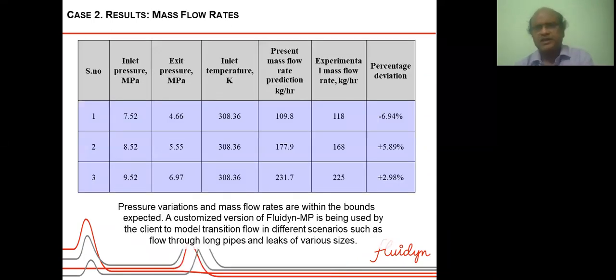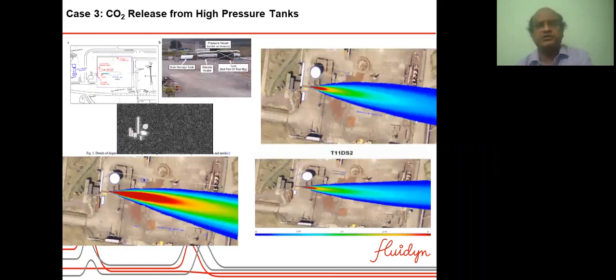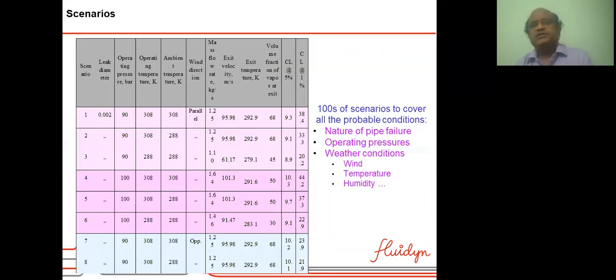After this model was built in, a customized version of the software was made, and it is used by the client to model various scenarios involving various wind conditions and so on. This picture shows some of the results of carbon dioxide dispersion in the atmosphere in case of a leak from high pressure tanks and pipe. This is the dispersion at different times for different wind velocities. And there are hundreds of scenarios to cover for all the probable conditions.